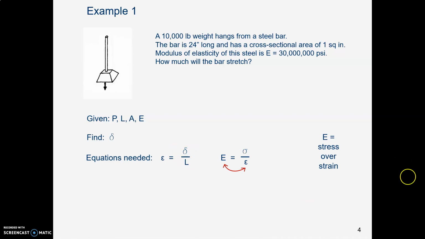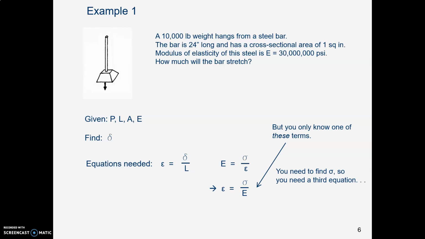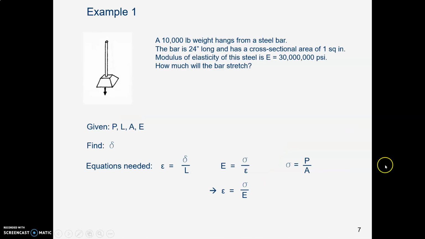But let's rearrange these terms. We'll switch places, the one by itself and the one on the bottom, because we're looking for strain. So now we'll have strain rearranged. Strain is stress over E. Okay, but we don't know stress. We're looking for strain. We know E. We don't know stress, so we've got to find stress. So we need another equation.